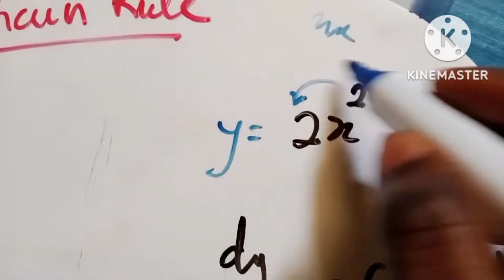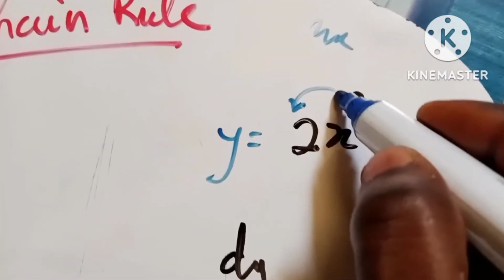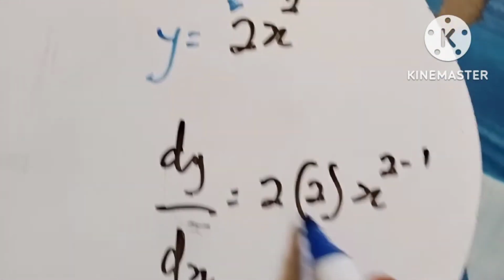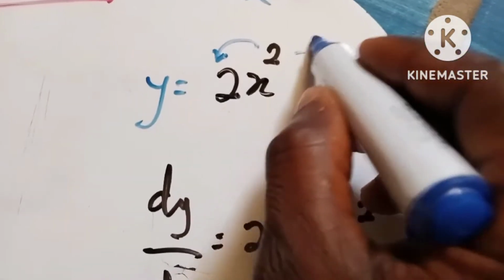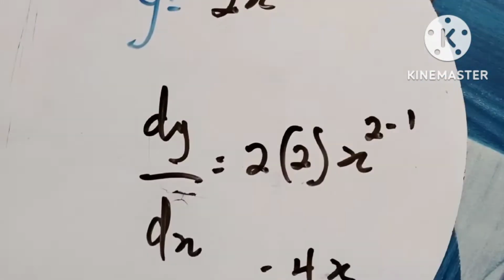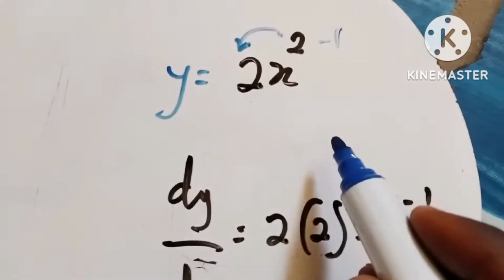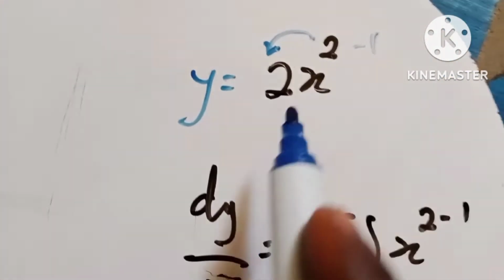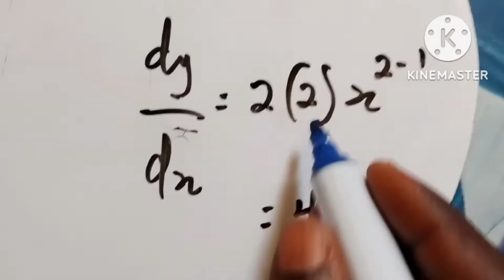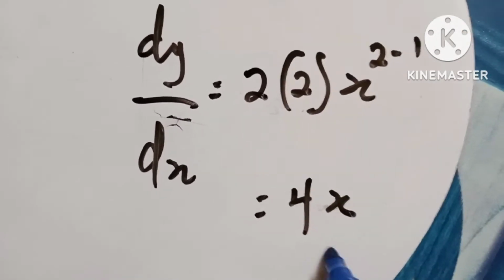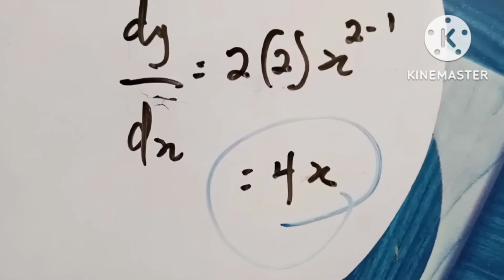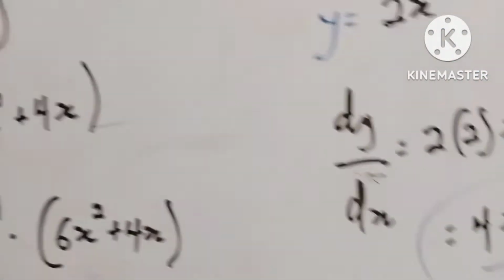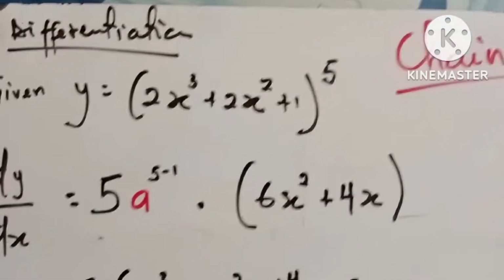So the lay down procedure of solving this is that the 2 here has to drop down and multiply whatever is here. So you have 2 multiplied by the 2, and then you subtract 1 from the exponent. That is how we differentiate this type of function, a polynomial function. When you are done, you multiply and move on. So we are going to have 4x. Perfect. Now with this idea, we can easily proceed and solve something like this.